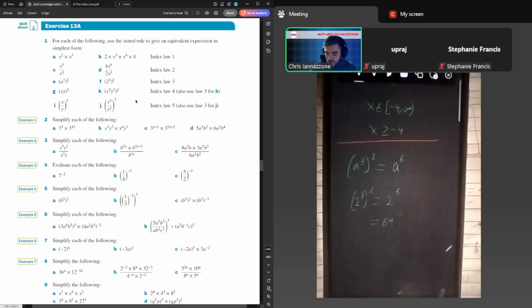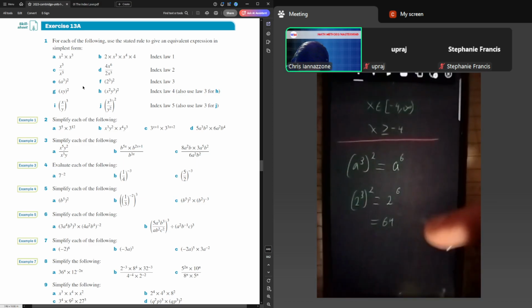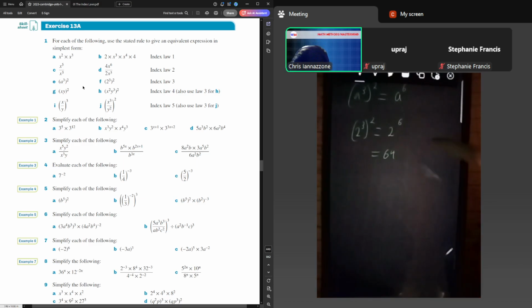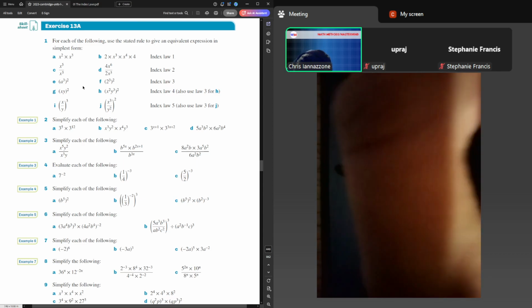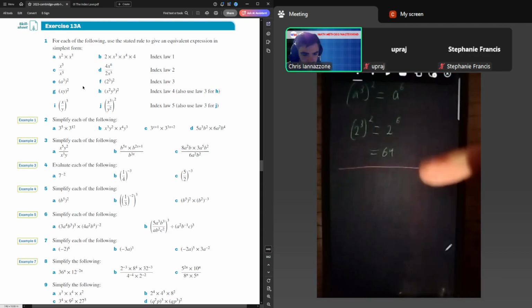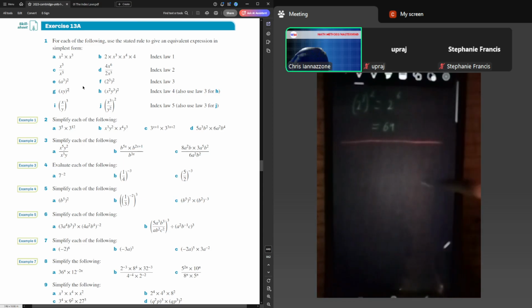But okay, that's that index law. When you have those cascaded powers, the powers multiply. The other kind of thing that comes across is being able to distribute powers. So in the case of G, in fact, what I'll do is I'll just copy them all down onto my handwritten notes section so you don't have to keep clicking back and forth between tabs.